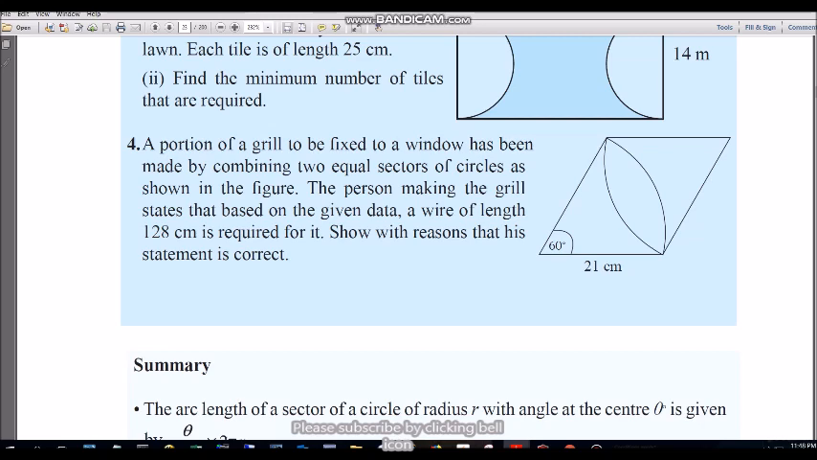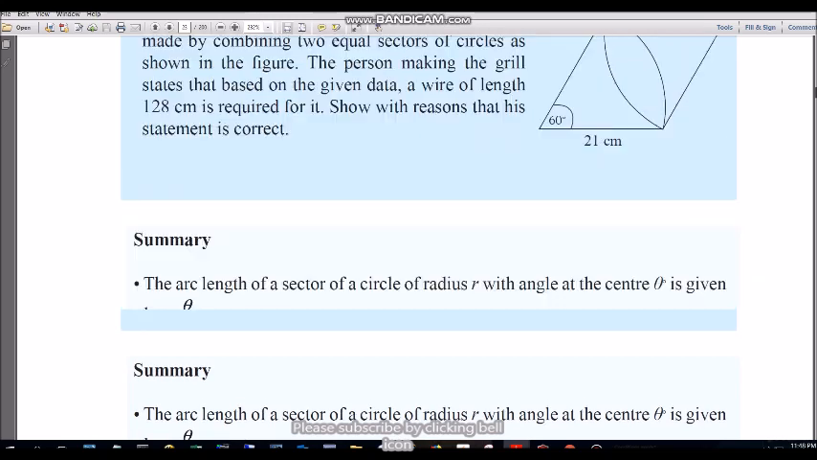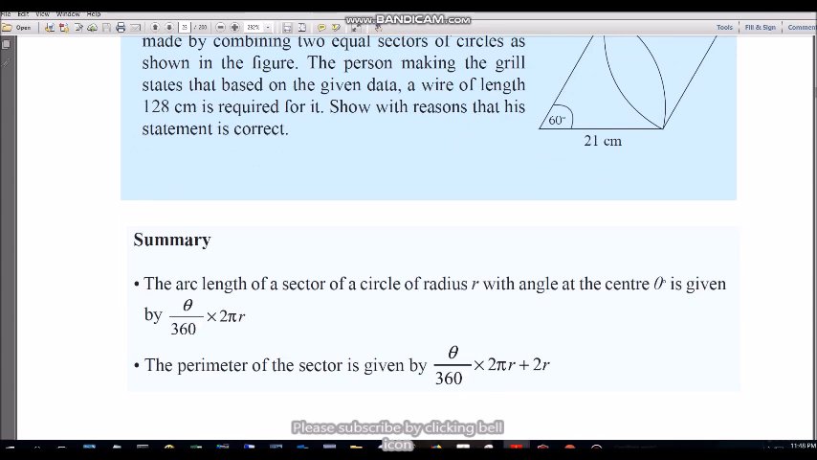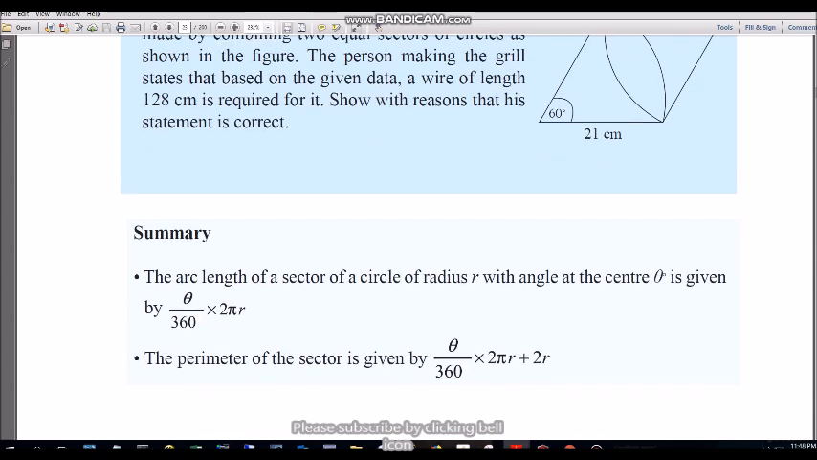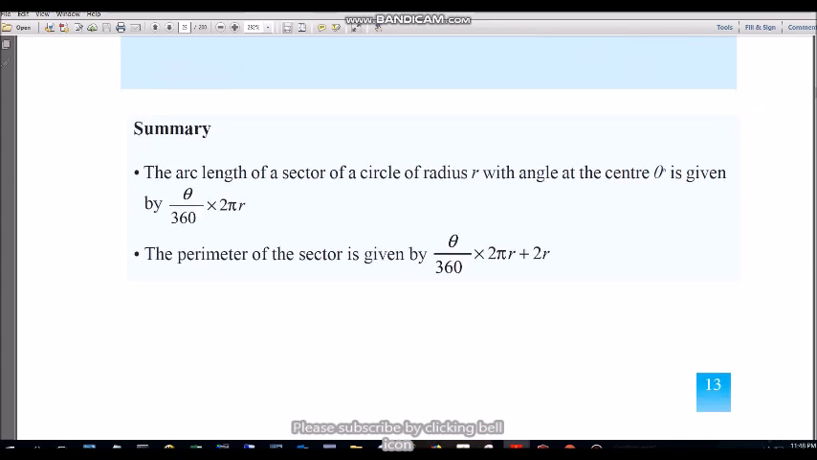So this is the first lesson. I think you understand it. Actually it's a very simple question. The only new thing that we learn here is how to calculate the arc length and perimeter of a sector. Then we can use it in complex shapes. So see you in our next video. Thank you.